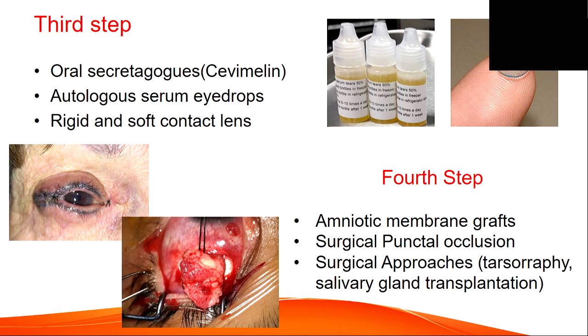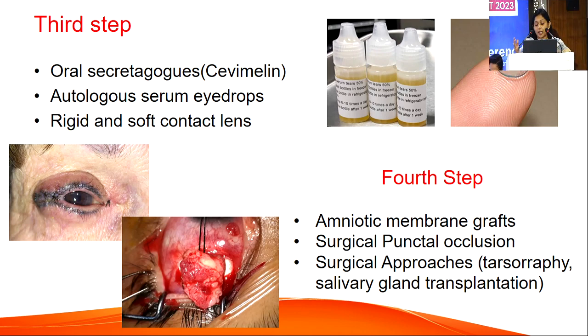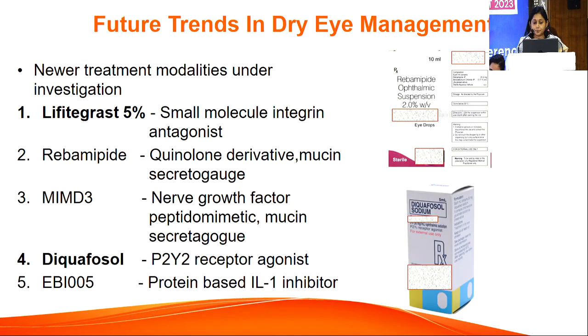And lastly, for the cases who do not respond to all these measures and who are dealing with complications of dry eye, amniotic membrane graft, surgical punctal occlusion, or surgical approaches like tarsorrhaphy and salivary gland transplantation can be done.